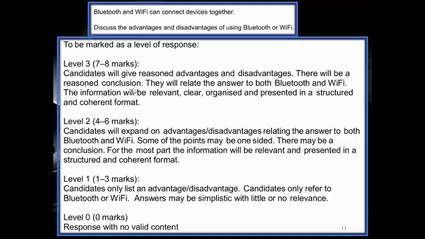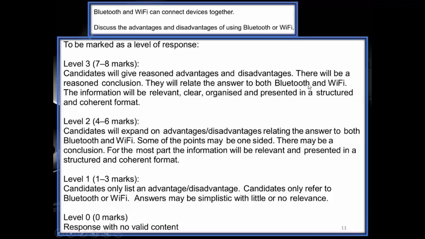And then you are taking them one by one, step by step, paragraph by paragraph. By the time you are ending, you give your reasoned conclusion, and everybody is standing up and giving you a vision because you have convinced them, and not confused them. Everybody will buy into whatever you are saying. That's what we are saying here. Convince us with your answers. Let them be strong, reasoned advantages and disadvantages. They will relate the answer to both Bluetooth and Wi-Fi.